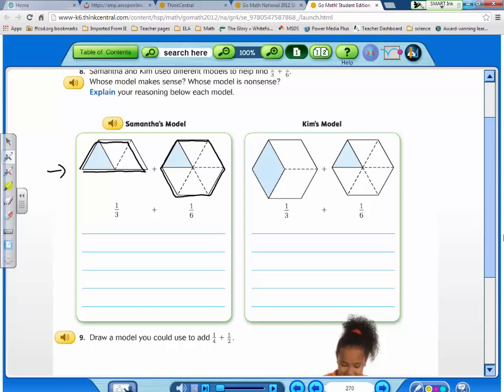This one, I can add the 1/3 plus 1/6 because the whole piece is the same size. Even though they're broken up into different numbers of pieces, this one is only broken into thirds and this one is broken into sixths, I know that they are able to be put together because the whole is the same size. That's really important to keep in mind as you look at these problems.